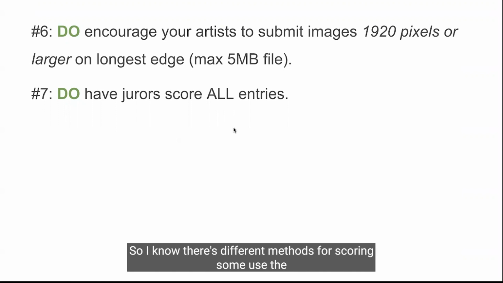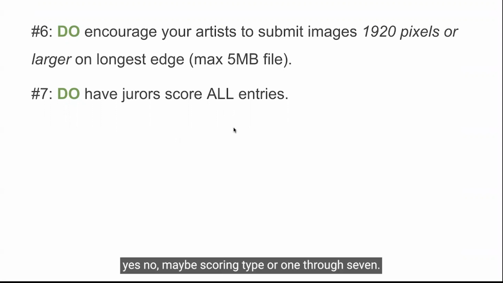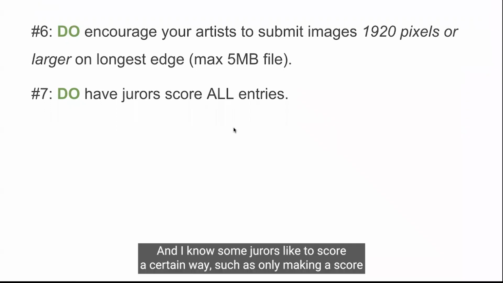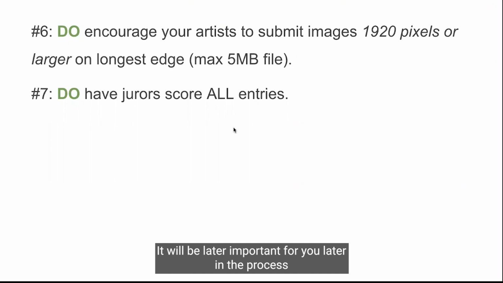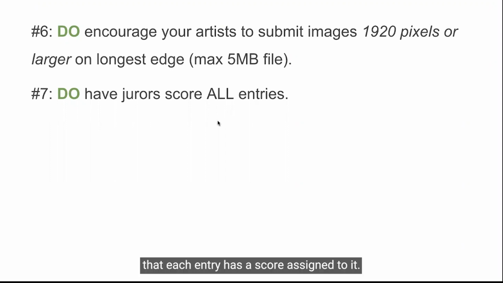I know there are different methods for scoring. Some use the yes, no, maybe scoring type or 1 through 7. And I know some jurors like to score a certain way, such as only making a score for what they're selecting, but leaving everything else alone. It will be important for you later in the process that each entry has a score assigned to it.